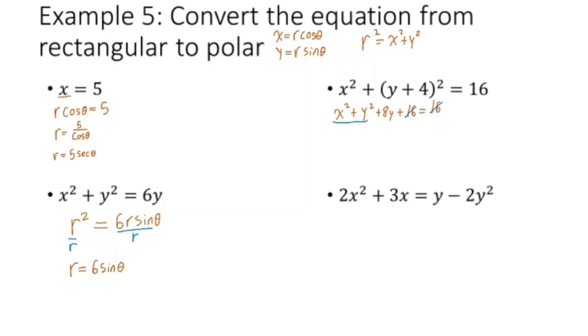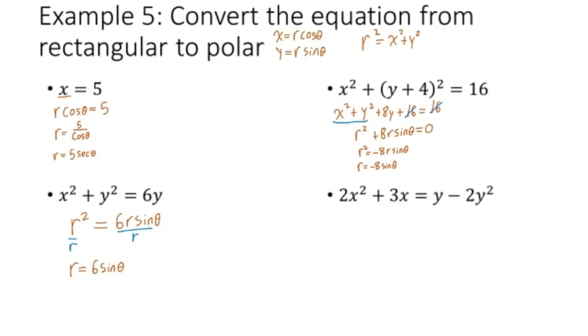I now see the x squared plus y squared, which we know equals r squared, and I can replace the y with r sine theta. So we get r squared plus 8r sine theta equals 0, which means r squared equals negative 8r sine theta. And if we divide both sides by r, we get r equals negative 8 sine theta.